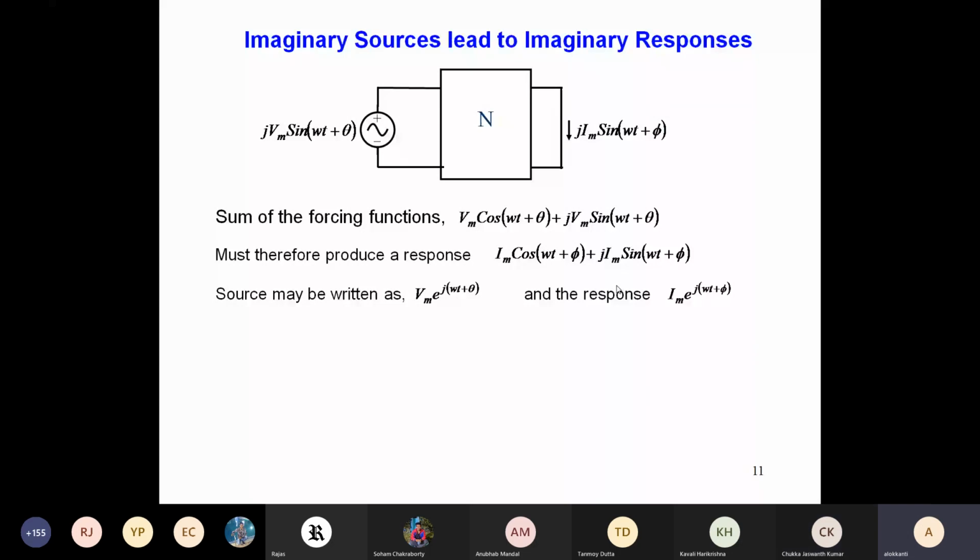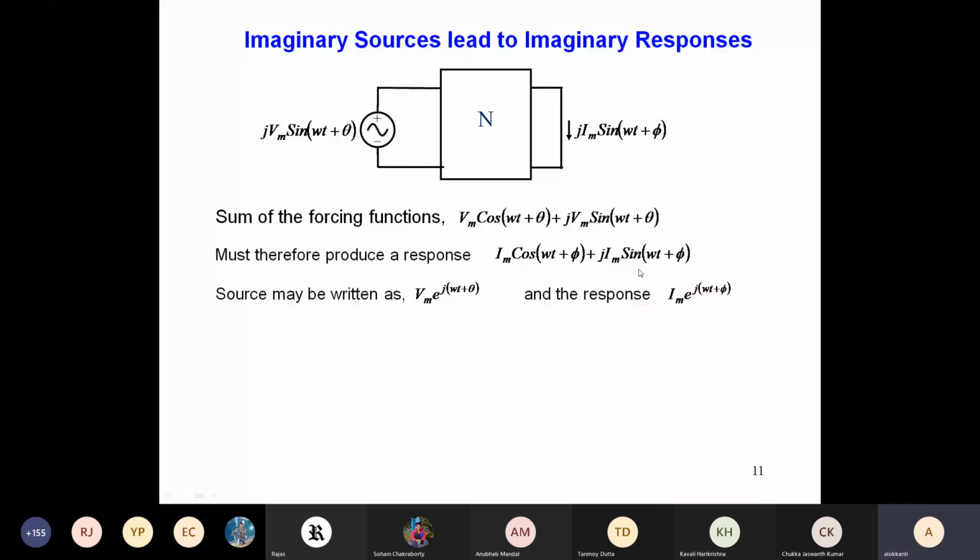So the source may be written as this. Just understand the sequence I am following. Earlier we gave cos and got the cos response. If we put sine, we got the sine response. If you multiply by j, we get this response. So you have to basically solve the same differential equation. Now if you combine them, you will get this type of combined response. This combination you can write as Vm e to the power j(omega t plus theta). You know cos theta plus j sin theta is e to the power j theta. And the response can also be combined as Im e to the power j(omega t plus phi).